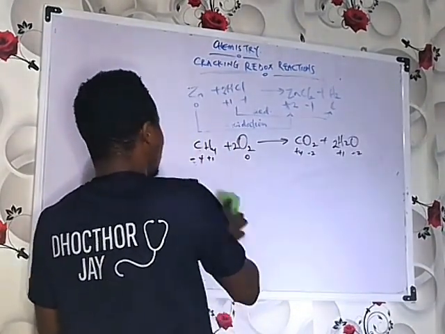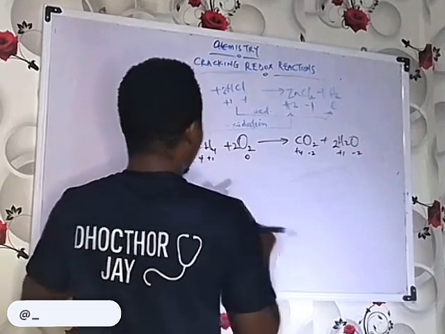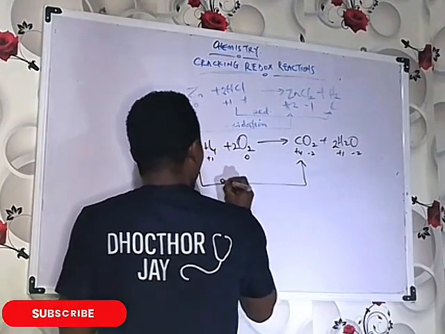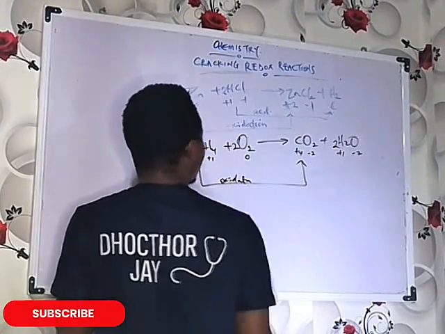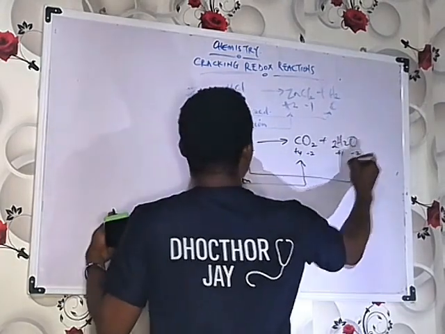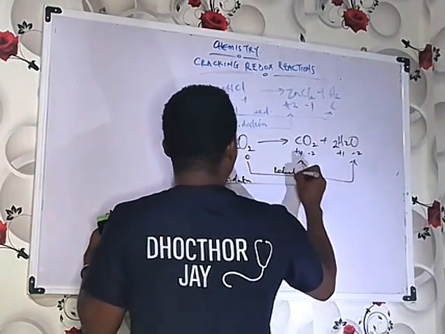So the next thing we move down to is check if it is a redox reaction. From -4 to +4, that's an increase, so that is oxidation. Okay, hydrogen +1 to +1, no change. Oxygen 0 to -2, that's a decrease in oxidation number, so that's reduction.